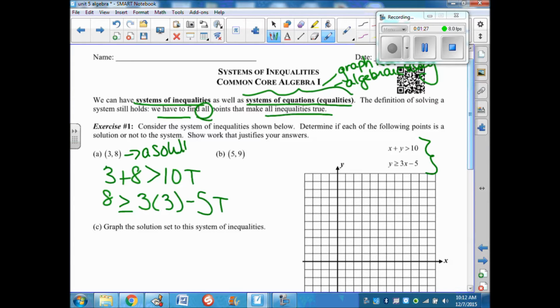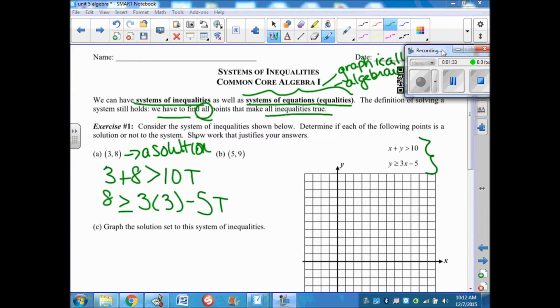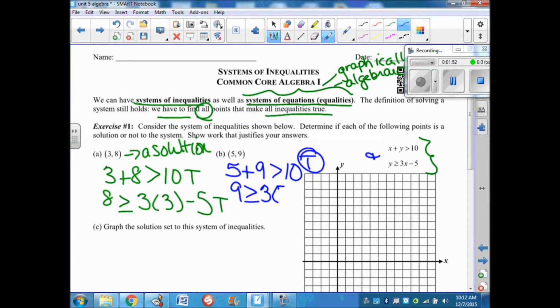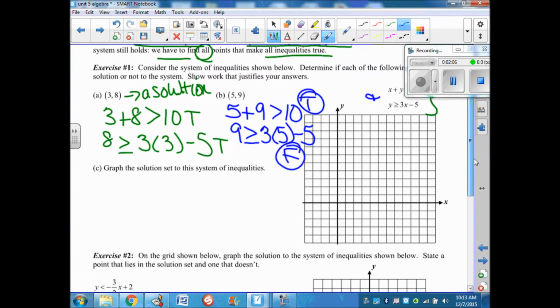For our second one, (5, 9), we do the same thing. Plug that into the original system and see if we get two true inequalities. Because remember, this is a system and it's an "and" situation, so both have to be true in order for it to be a solution. So is 5 plus 9 greater than 10? That is certainly true. And 9 is greater than or equal to 3 times 5 minus 5. And that is false. So we end up with (5, 9) not being a solution to our system of inequalities.